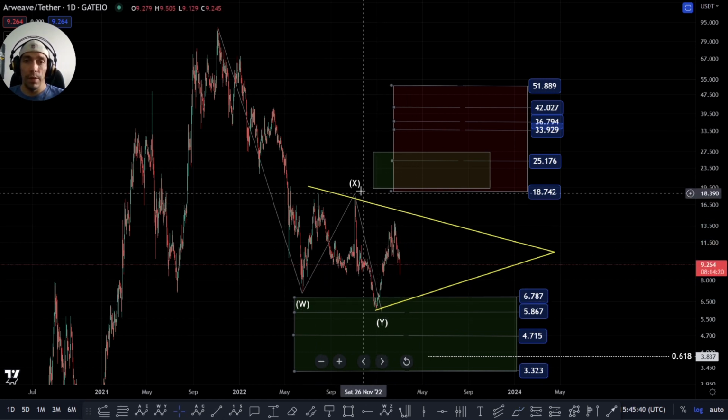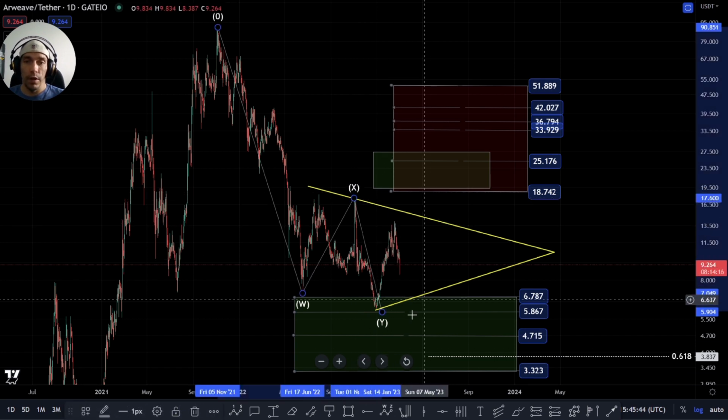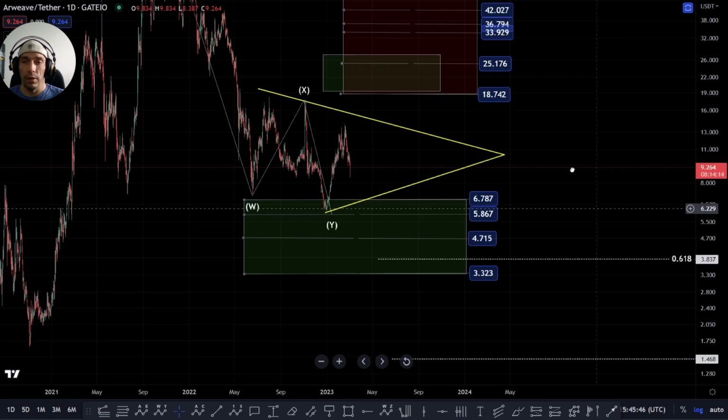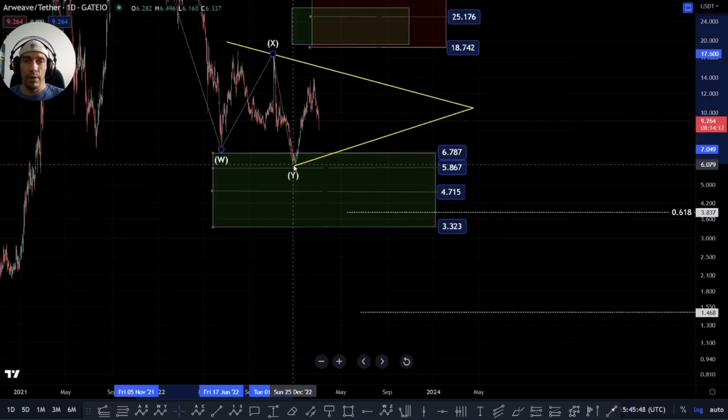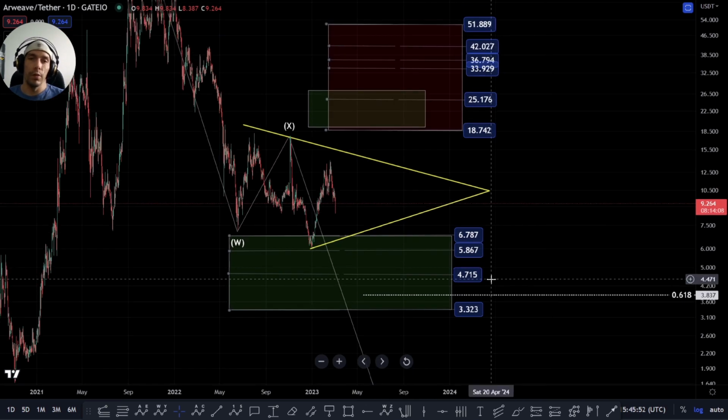Just this move over here doesn't really mean anything. It could still be a flat. Like I said, this could be an X wave as a flat. We could be developing a triangle. There's a lot of possibilities here. So it wouldn't really make sense for the Y wave to be that short. I'd want to see it at least come towards the 618 zone.